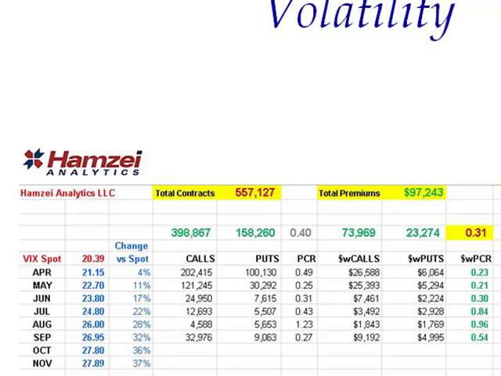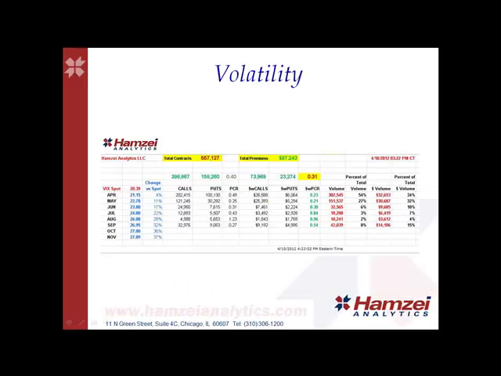For the dollar-weighted put-call ratio in April, we saw a 0.23 reading, which is bearish, and had 34% of the total premiums paid. For May, we saw a 0.21 reading and had 32% of the total premiums paid, which is also bearish. And for June, we saw a 0.3 reading and it had 10% of the total premiums paid.